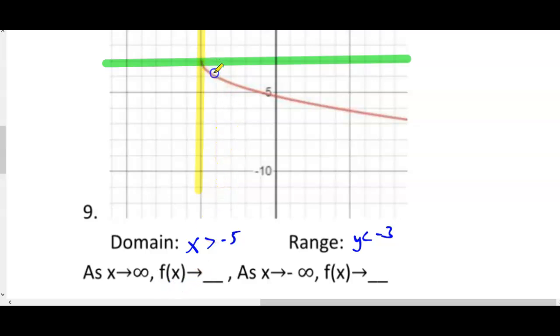Okay. Now, the end behavior as x goes to the right. As x goes to the right, what is f of x, which is y, doing? Y is going down, it's decreasing. Y is going down, so we say it goes down to negative infinity. And as x goes to the left, how high up can it go? It can only go to -3.